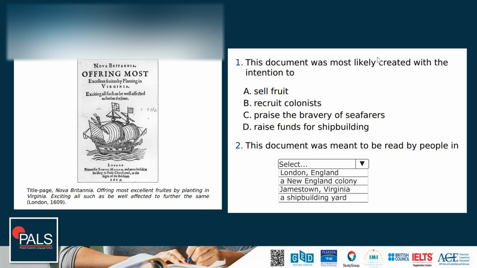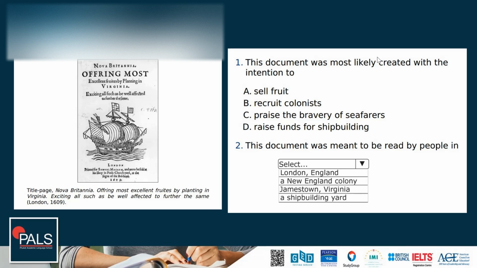Then we have C, praise the bravery of seafarers. I would say that you could cross this off right away. Although there is a ship, each answer, C and D, contains a reference to the sea or ships. None of the other text on this advertisement makes any sense when you consider bravery of seafarers or shipbuilding. So C, praise for the bravery of seafarers, doesn't have any mention of that. It doesn't make much sense. We can cross that off.